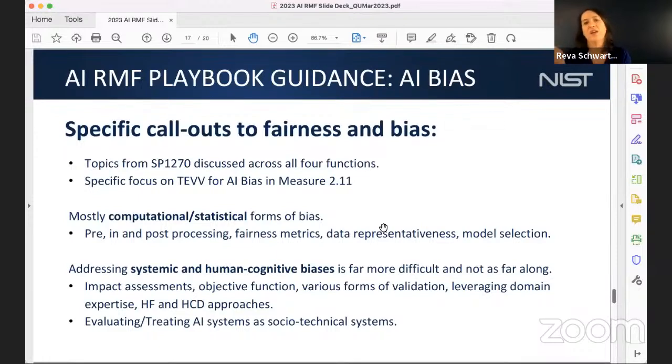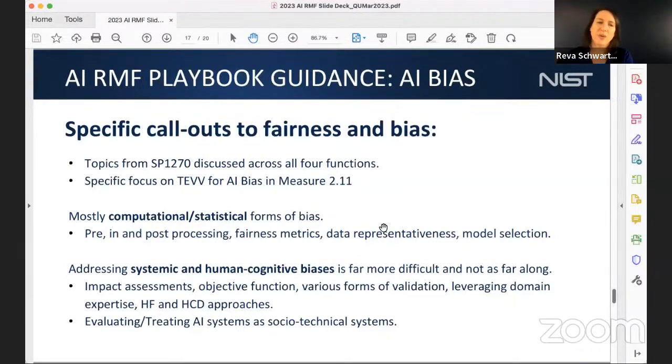Now, most of those recommendations are about computational and statistical forms of bias, and then computational and statistical approaches to address those types of biases. So we're talking things like pre and post processing, fairness metrics within a given context, data representativeness within a specific context, forms of optimization and model selection. And we describe best practices for all of those things within measure 2.11.